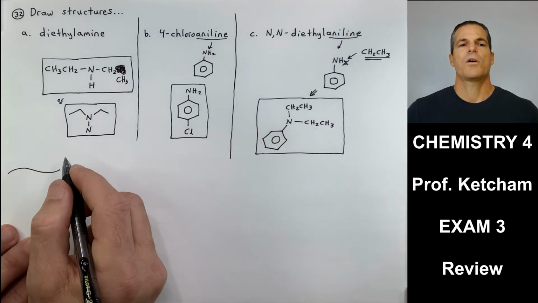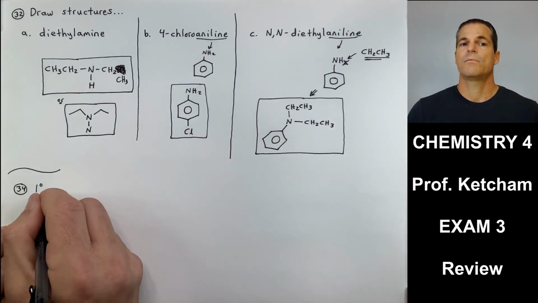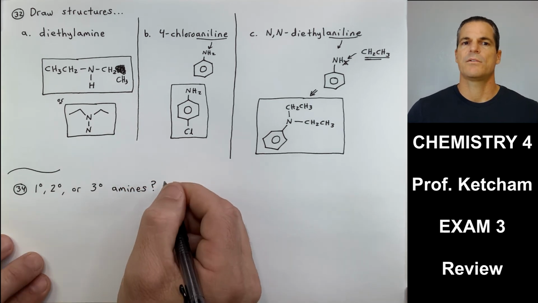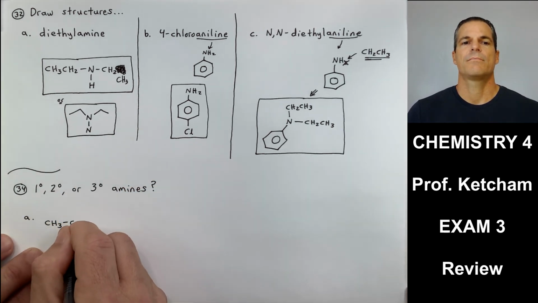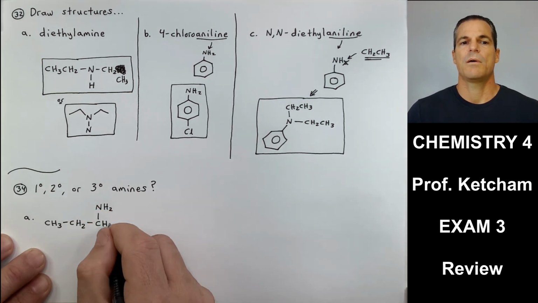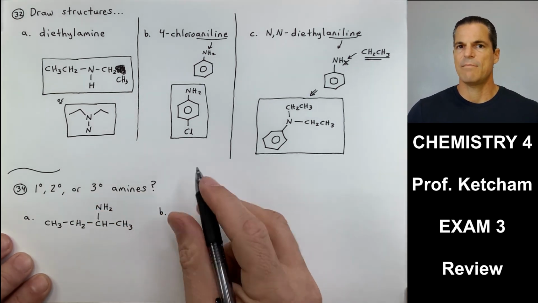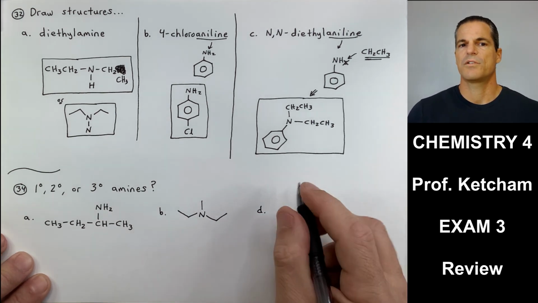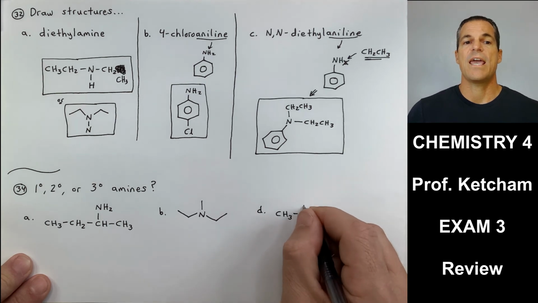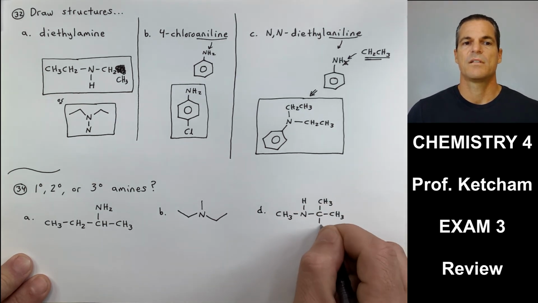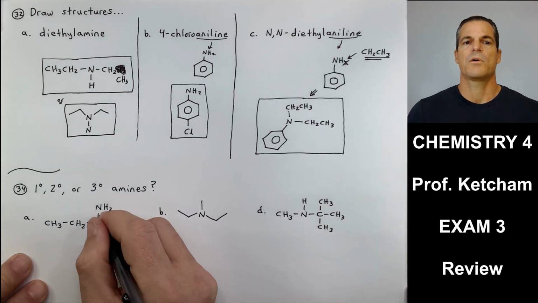All right, question number 34 wants to know, just like alcohols, right? Amines can be primary, secondary, or tertiary. So for A, probably a B and a C here, I'm going to give you some amines. They're not asked to name them, but we could. And we just want to know, hey, is this primary, secondary, or tertiary? So 34A, if I look at the nitrogen, that nitrogen is attached to how many carbons? It's attached to 1 carbon. This is a primary amine.